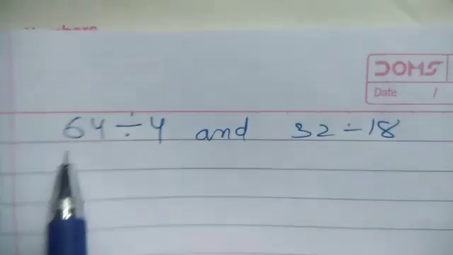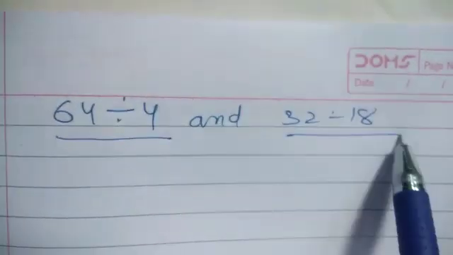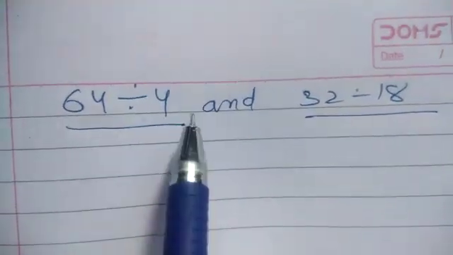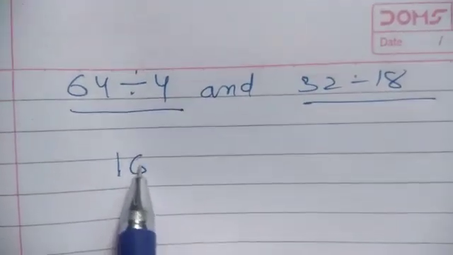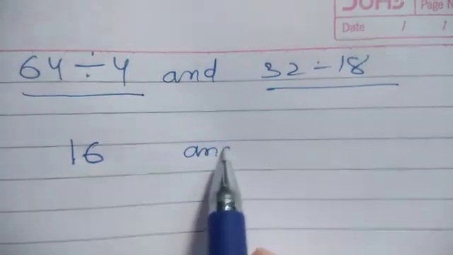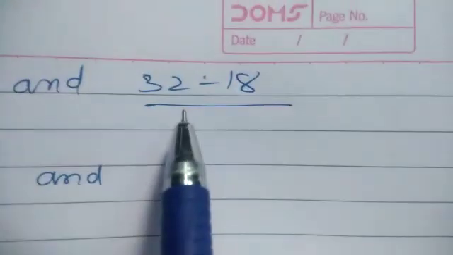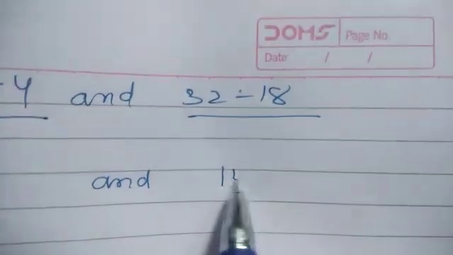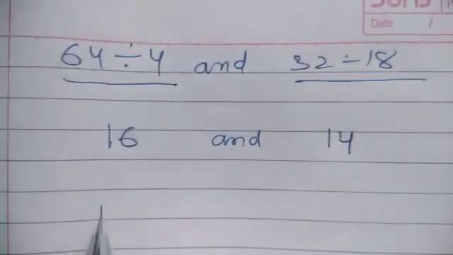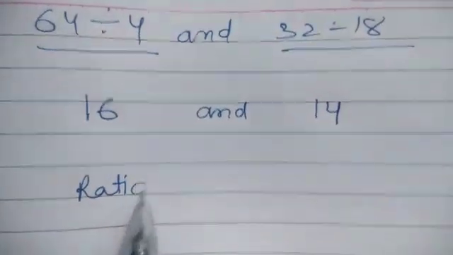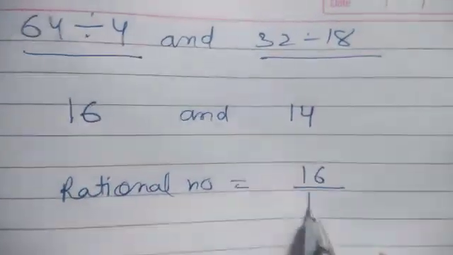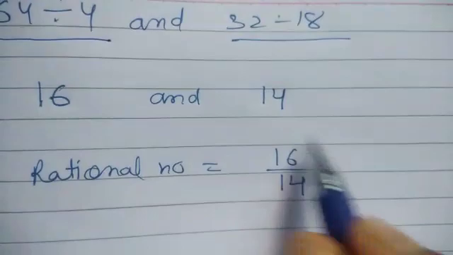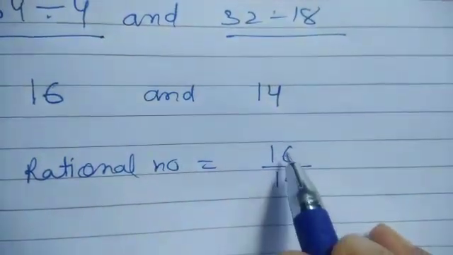Now the second question is: this is the numerator and this is the denominator. When you divide 64 by 4, 4 sixteens are 64, this comes out to be 16, and 32 minus 18 is 14. So our rational number will be equal to 16 upon 14. So this is the rational number. This is the P upon Q form.